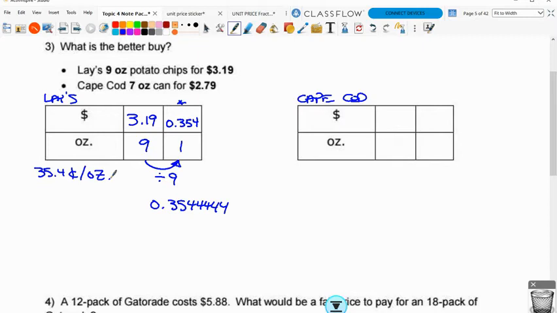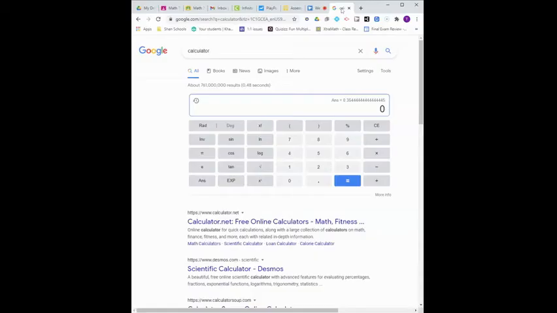Now we need to do something similar for the Cape Cod chips. Cape Cod chips cost $2.79, and that was for 7 ounces. We need to get the price of just 1 ounce. So we're going to go from 7 ounces to 1 ounce by dividing by 7, which means I'll take my $2.79 and divide by 7 as well. So let's go ahead and punch this into our calculator. $2.79 divided by 7 equals, and this time we have 0.398 and so on.